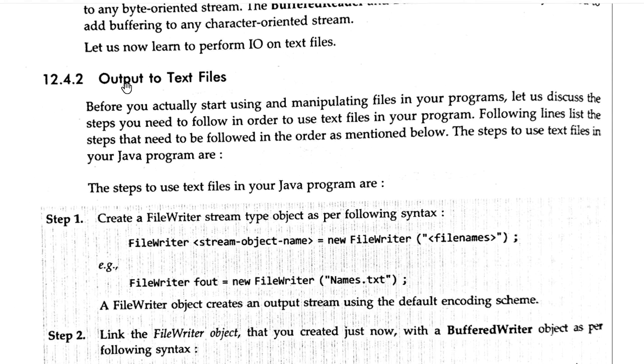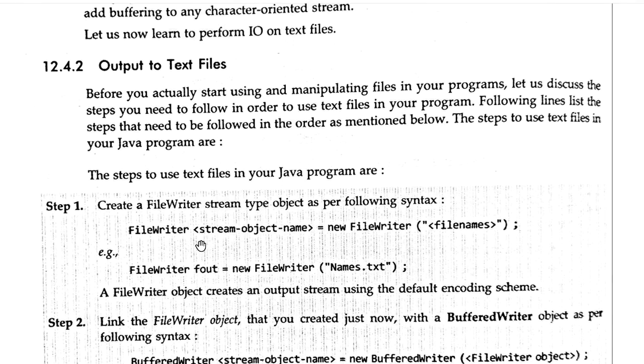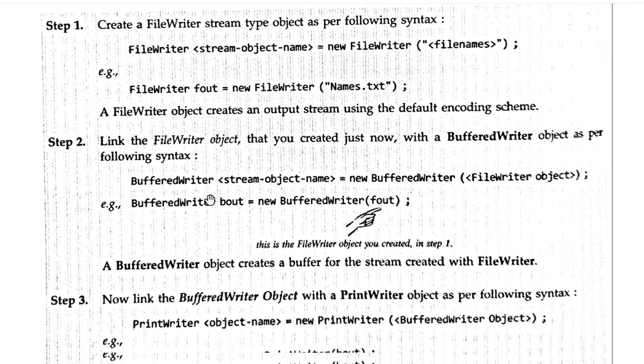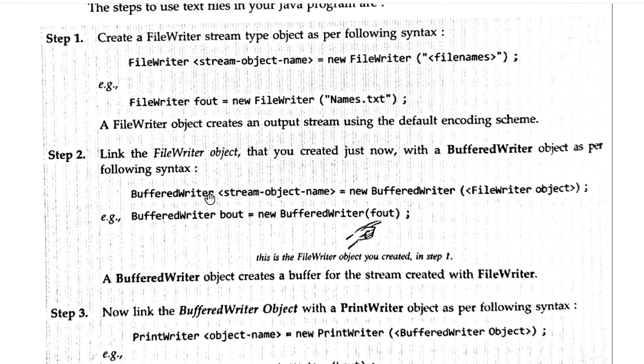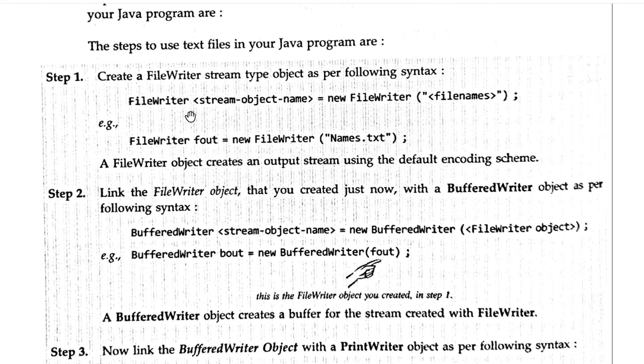Now we will start file handling. Output to text file. Text file means file having .txt extension. Here we need to use three classes: file writer class, buffer writer class, and print writer class. First, file writer class. We will create one object of this file writer class, and the constructor of file writer class takes one parameter, that is the name of the text file, which we will write in double quotes because the parameter type is string.